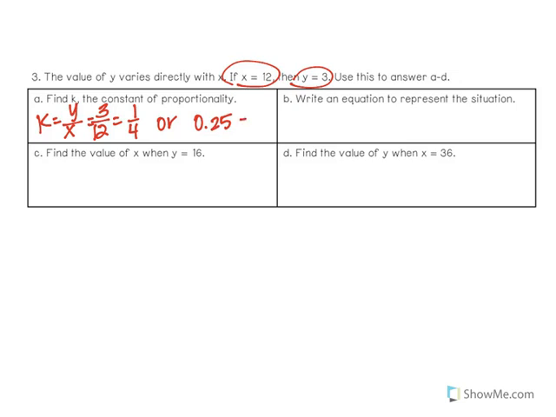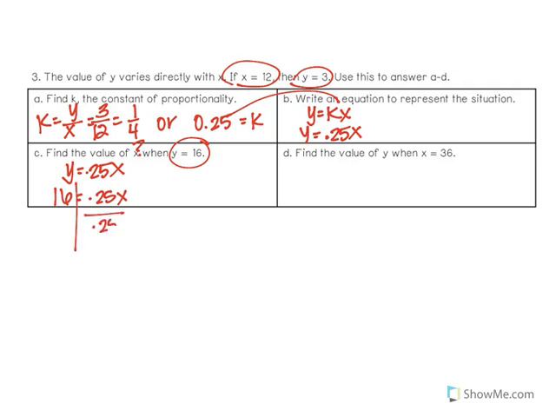Now, using that information, because that is what our k is, we're going to write y equals kx and plug the k right on in. Y is equal to 0.25x, and that would be our equation that we use. Now, using that same equation, y equals 0.25x, and I use a decimal this time because I'm plugging it into my calculator. I know that I'm searching for x, and y is 16. So 16 is equal to 0.25x. I divide by 0.25 on both sides, and x is equal to 64.